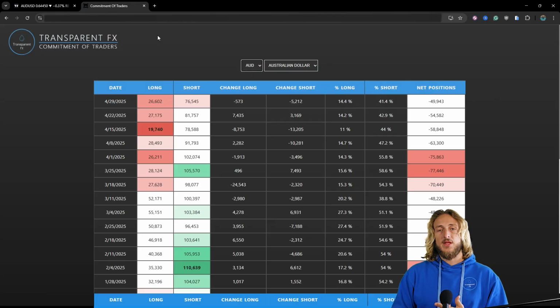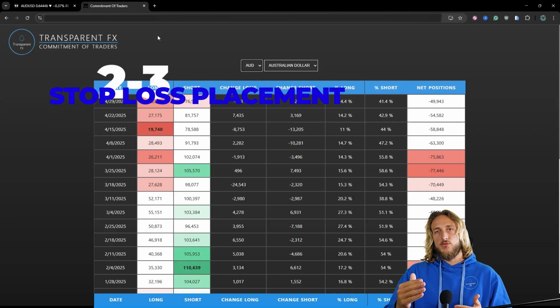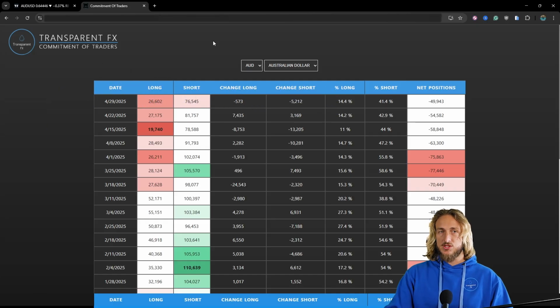And second of all, it increases the probabilities that we will have a liquidity trap and retail traders will have their stop losses hunted before the market reverses to the opposite side.